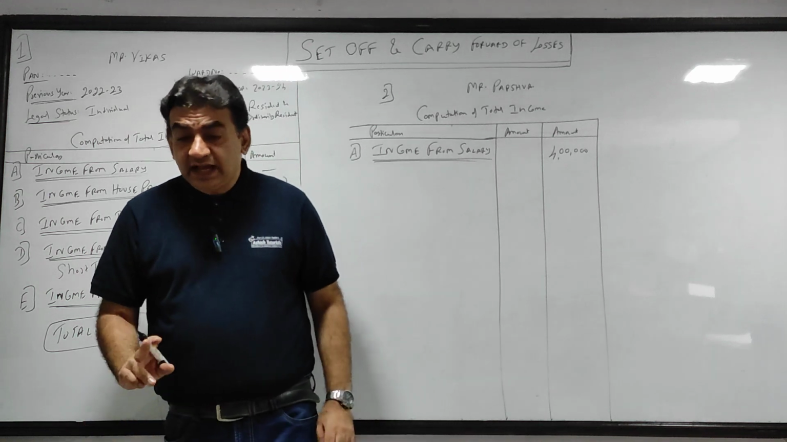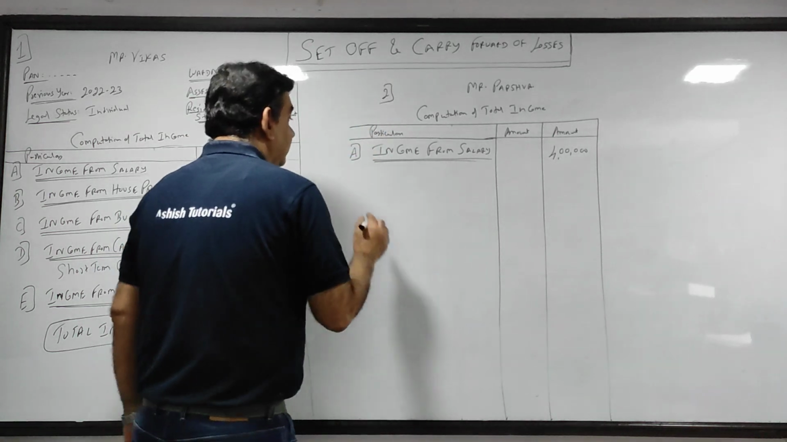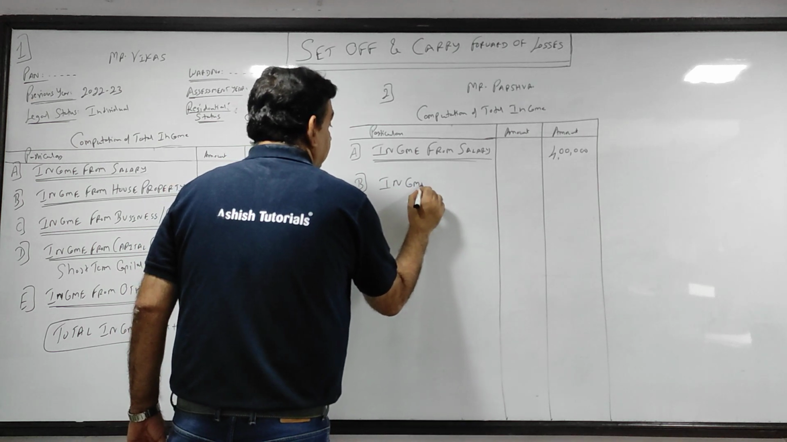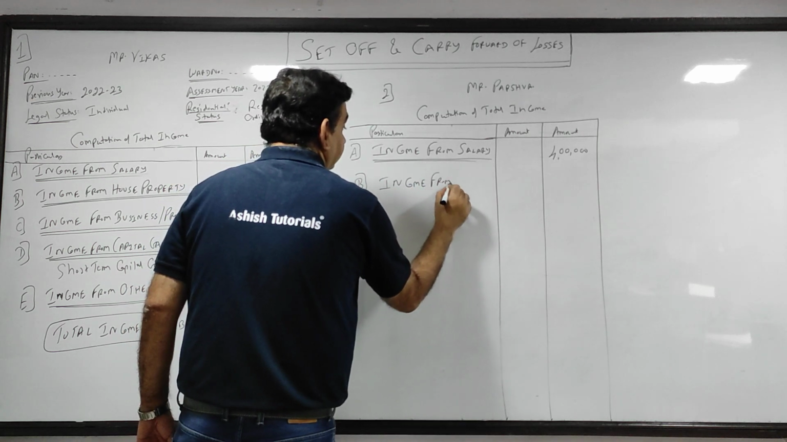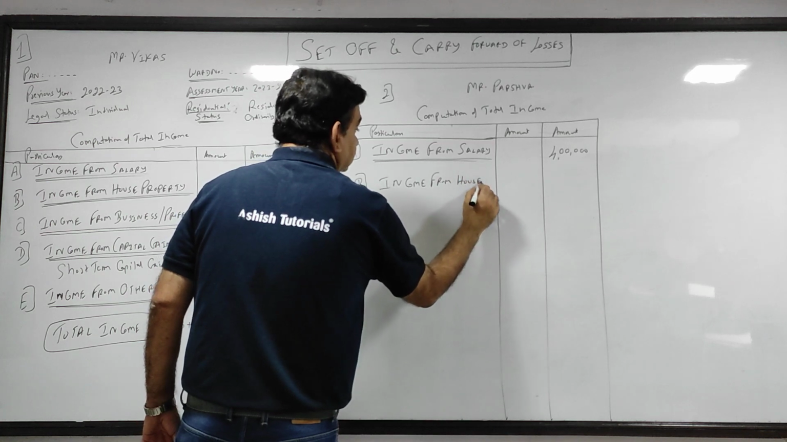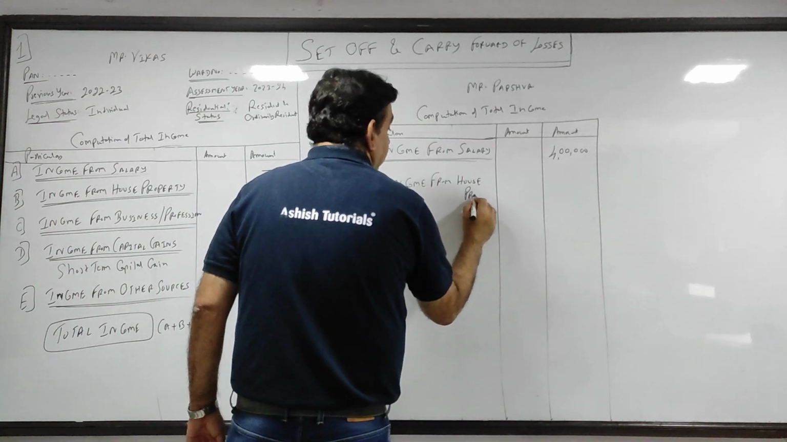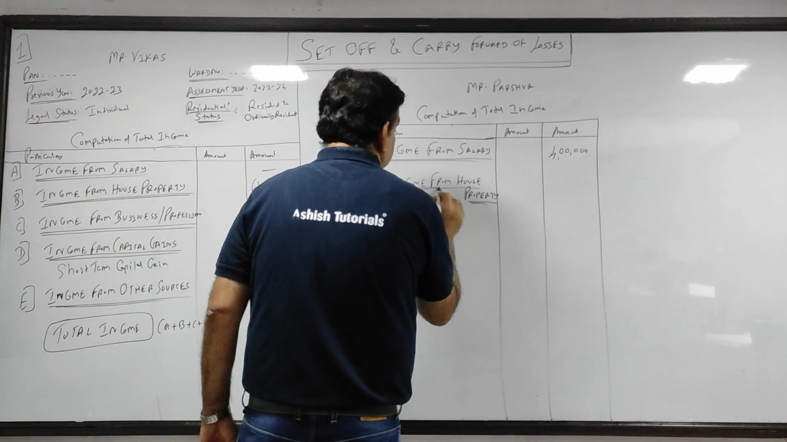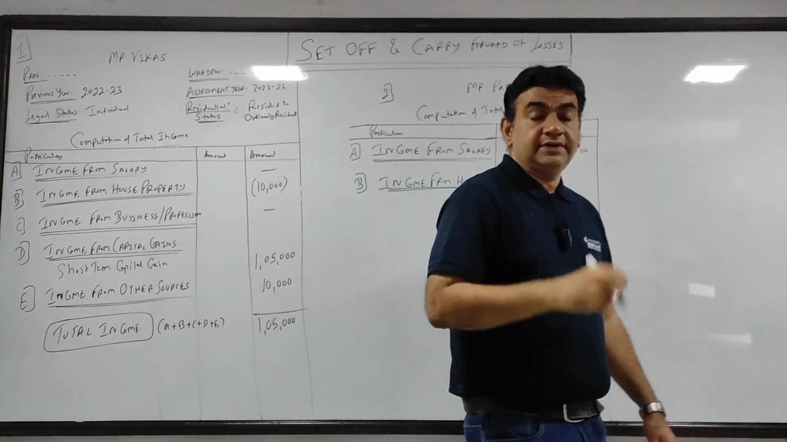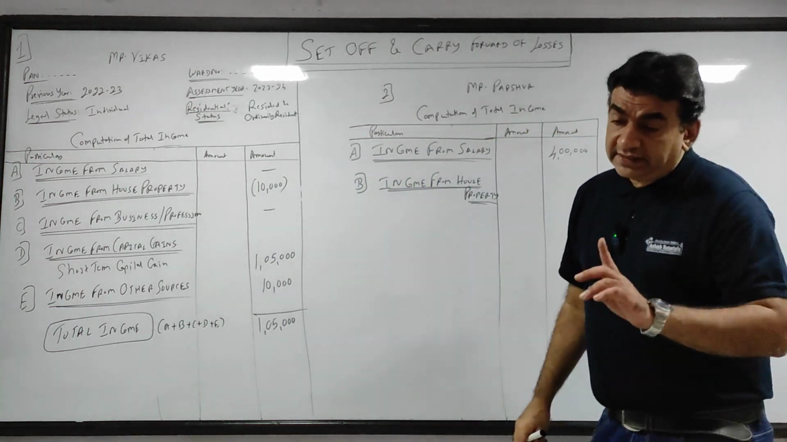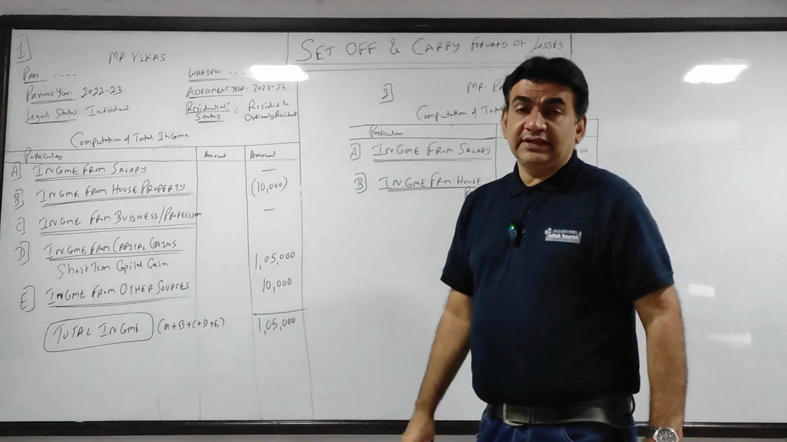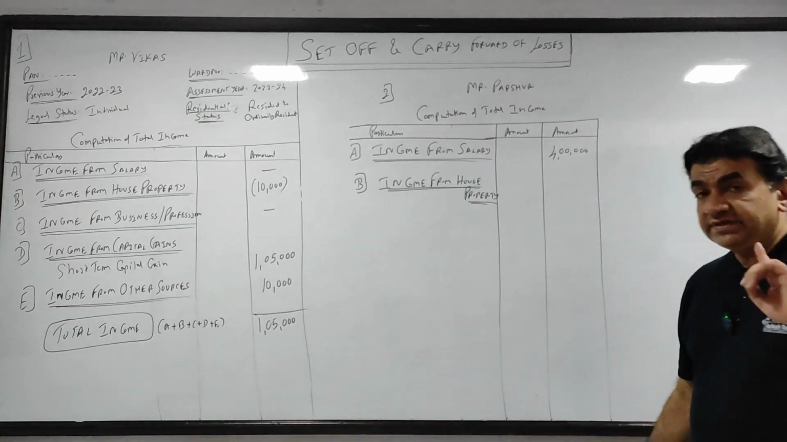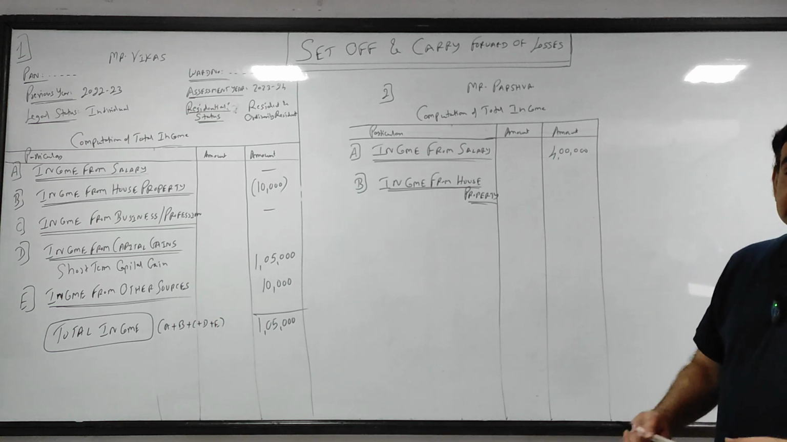Next, house property. Okay, first let's write the head. B, income from house property. Income from house property. Now listen, there's a loss of 80,000. 80,000 का loss है. Now what I told you, keep this in mind for the entire chapter. Again I am repeating the same thing.